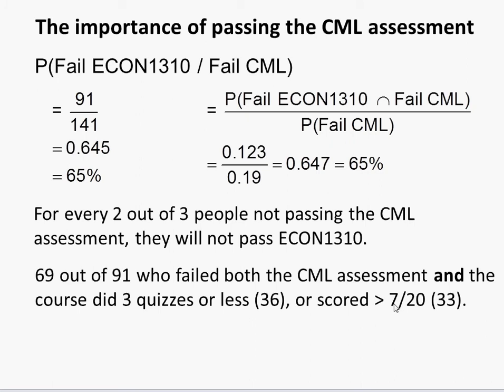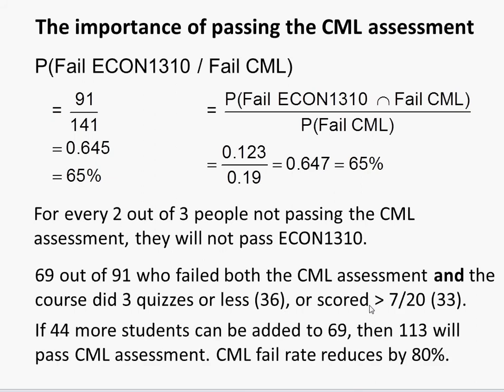So thinking about this, I thought, well, surely we can get nearly everybody to have a go at these quizzes. I don't see why we don't all have a go. And surely we can give these people who just failed the CML component of the course a bit of a nudge to get them over the line. So let's say I could get hold of those 69 people and get them through the course. I then tried to look at another 44 students, if I could find them, to get through the course to add to the 69. That would give me 113 students who would pass this CML assessment.